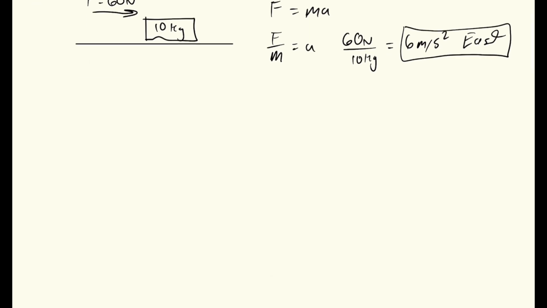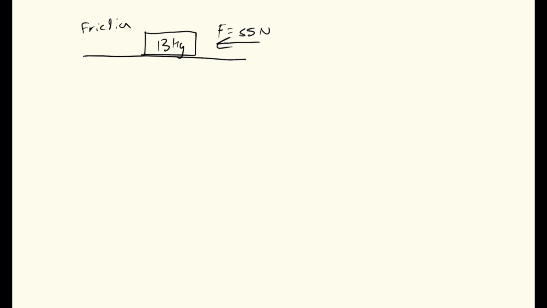Let's go over one more problem like this, and feel free to try it on your own. But let's say we have a 13 kilogram box and we have a force of 55 newtons acting on it to the left. And then we have a friction force. The first one was on a frictionless surface. This one's on a surface with friction. We have a friction force of 17 newtons going to the right in the opposite direction. What is the acceleration of the block, and in what direction?